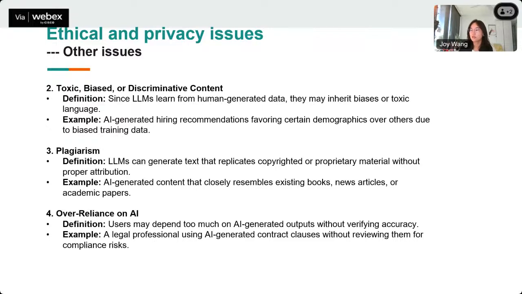So for the common user, they may depend too much on AI generated outputs without thinking about verifying their accuracy or source. They over-trust the AI application. In that scenario, if they are using AI to make decisions, it can be very dangerous. For example, a legal professional using an AI generated contract without reviewing it for compliance risks. This is very irresponsible behavior of over-reliance on AI.